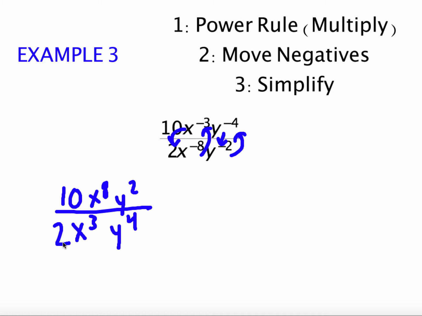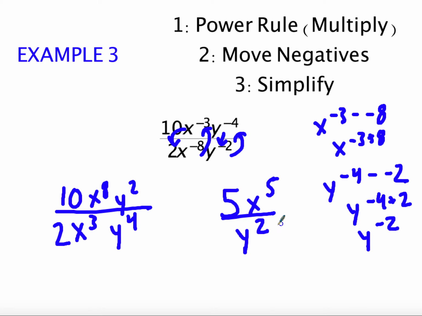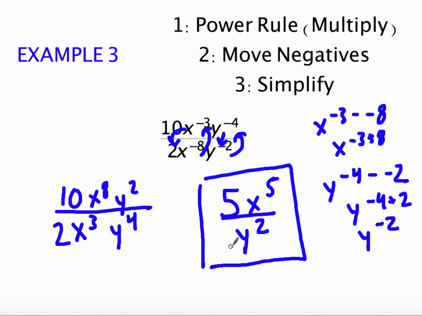So we're just simplifying. 10 divided by 2 is 5. X to the 8th divided by x to the 3rd is x to the 5th. Y squared divided by y to the 4th, we have y squared in the denominator. Now here we could have used that quotient rule. We could have done x to the negative 3 minus negative 8, which is x to the negative 3 plus 8, which is x to the 5th. We could have done y to the negative 4th minus negative 2, which is y to the negative 2, which is what we have right here. But again, most people trying to use just that subtracting a negative are making lots of mistakes. So I really think this arrow approach is the best one.